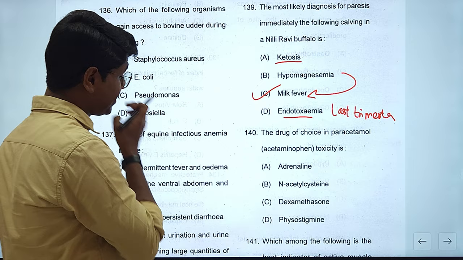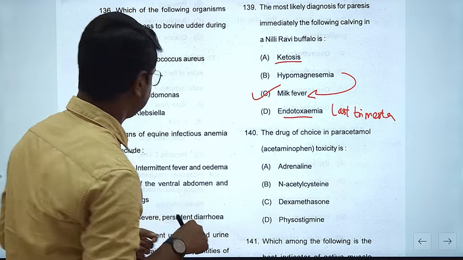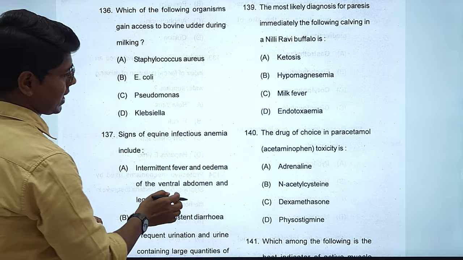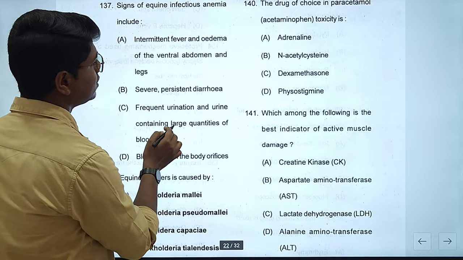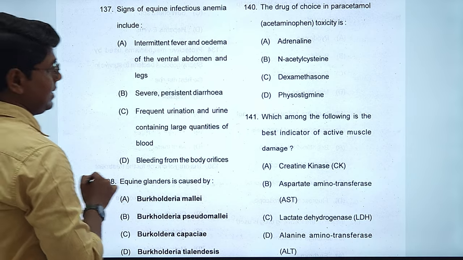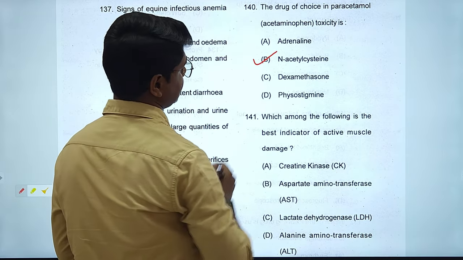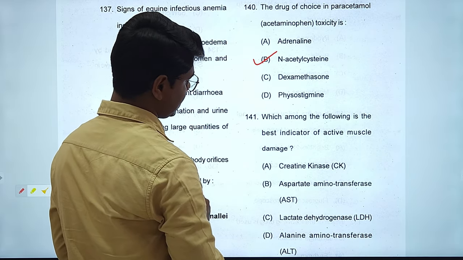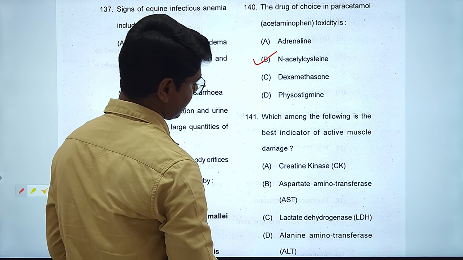Especially the wasting form. There are two forms, wasting and nervous form. The wasting form can last for a longer time. The drug of choice in paracetamol toxicity is N-acetylcysteine. Next question: which among the following is the best indicator of active muscle damage?